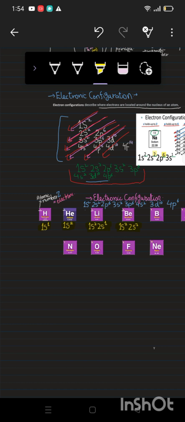Again repeating, 1s1 is the electronic configuration of hydrogen, 1s2 is the electronic configuration of helium, 1s2, 2s1 is the electronic configuration of lithium, then 1s2, 2s2 is the electronic configuration of beryllium.